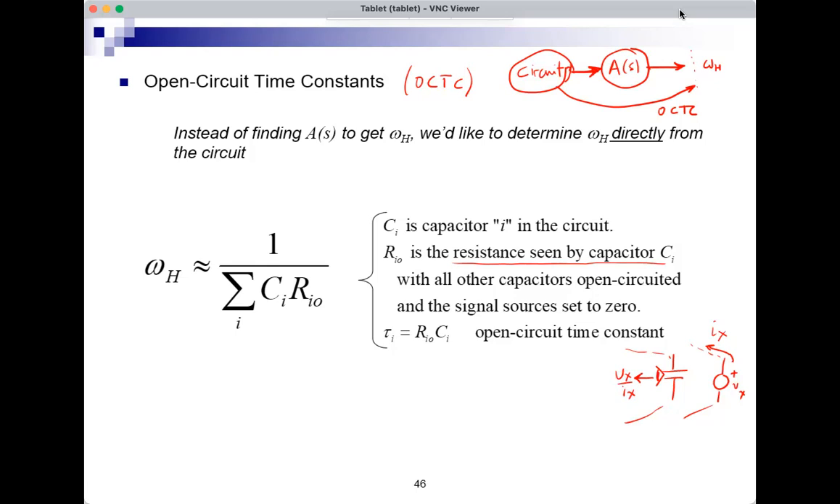And I need to consider the conditions when I'm doing this. All the other capacitors should be open circuited. That's good, so remove all the other capacitors in the circuit. Also, set the signal sources to 0. Again, that's good because this will simplify the analysis. So if I have signal sources, I set them to 0. If I have other capacitors, I open circuit them. And then for this particular CI, I find Vx over Ix, and this will be the resistance seen by the CI with the conditions needed to apply OCTC.